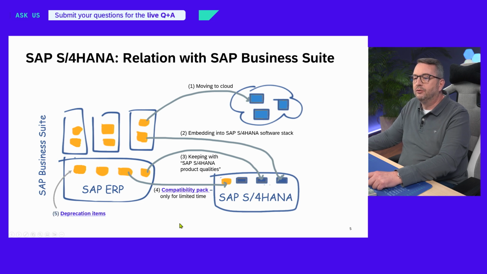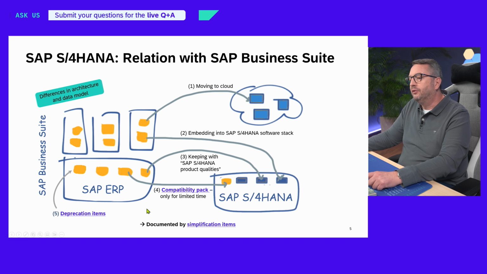And of course, we also have some long-tail products which we are not going to continue. These are so-called deprecated items, which means you see here the differences in architecture and the data model, as well as in the way we tailor our solutions. And this is all documented by so-called simplification items, also here watch the hyperlink.